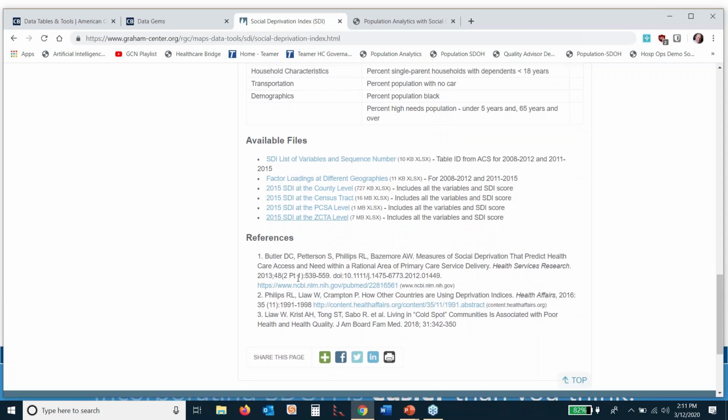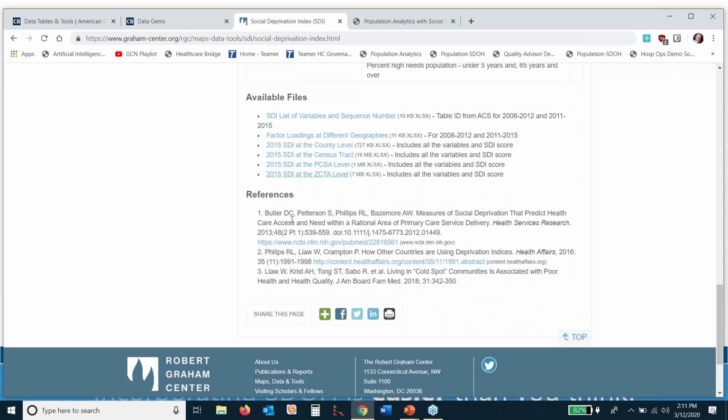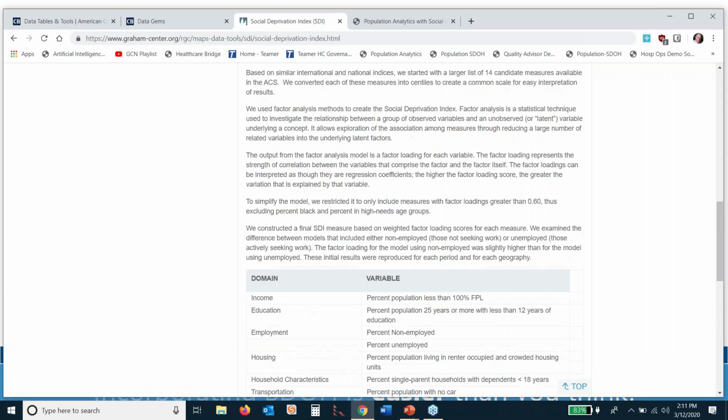Now, if you're interested in this topic, the other thing you'll want to do is take a look at the references down below, because the Graham Center has really built on the research that was done and described in these research papers right here, primarily the first one. They've taken it to the next step, but most of the work and the research was done by these folks right here. So great resources, a good thing to know about if you're involved with population health and interested in social determinants. You know, this is a go-to resource for you.